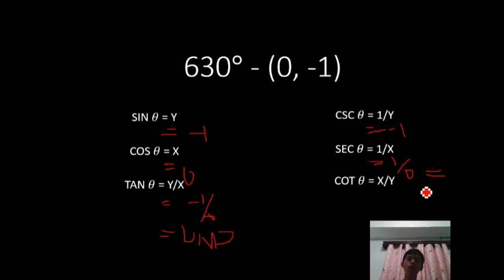Next is cotangent of 630 degrees. So x, which is 0, over negative 1 is considered as 0. So that's it. That's how you solve for and determine the six trigonometric functions of a given quadrantal angle.